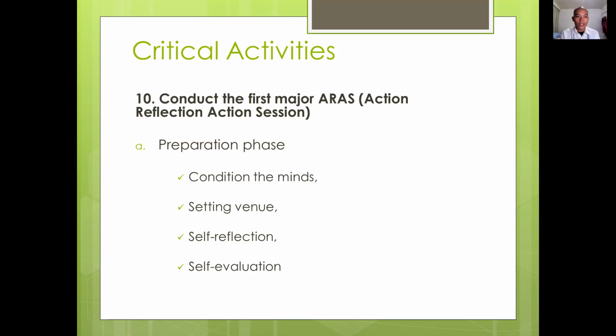Setting the venue. Okay, so kung doon tayo mag-aaras sa bonfire, for example. Okay, so ayusin nyo na yung bonfire. Kung sa kusina, okay, ayusin nyo na yung kusina. Kung sa barangay hall, let's prepare the barangay hall. Okay, and then give time for the members to reflect about the activities that were finished. Okay, kanya-kanya, wala munang magkwekwentuhan, wala munang magdidisturbuhan.